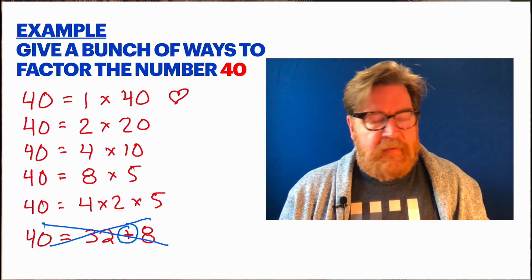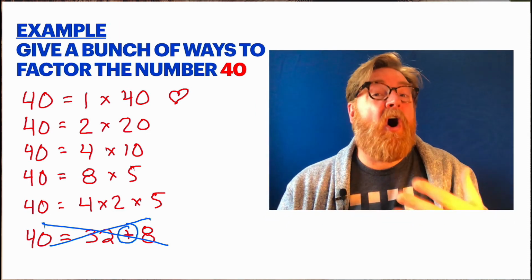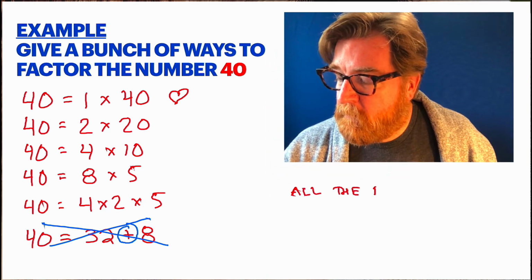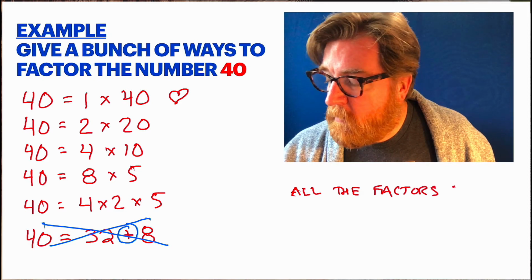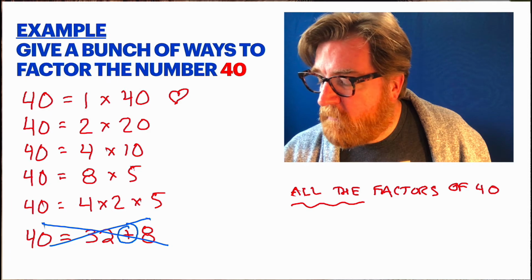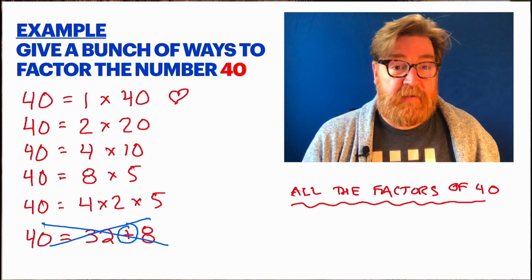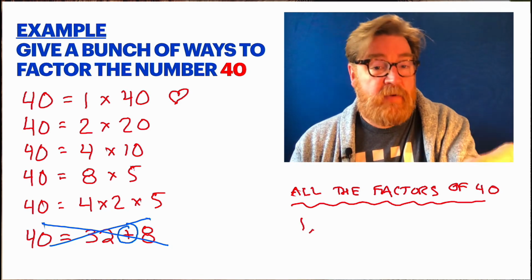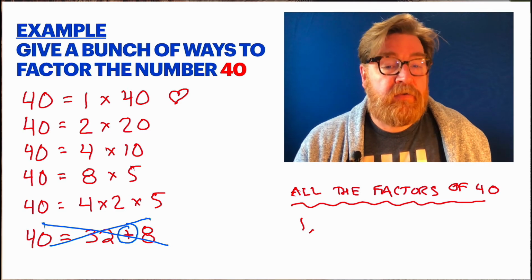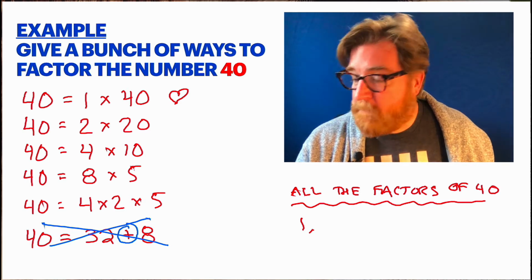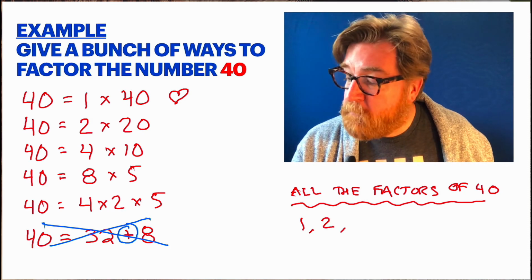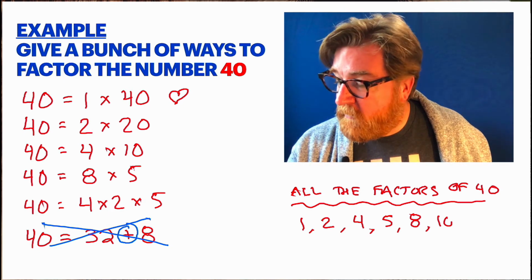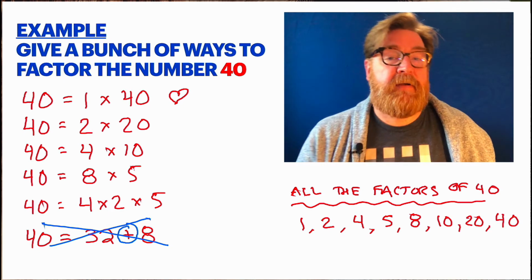One last thing, it's related to this. If you ever needed to list all the factors of 40, well, we just run down the list here and put down all the numbers that we see as factors in any of those expressions that multiply to give you 40. So for example, there's 1 there, there's 2, there's 4, there's 5, 8 appears, 10 appears, 20 appears, and 40 appears.